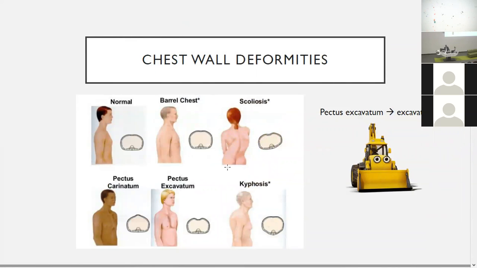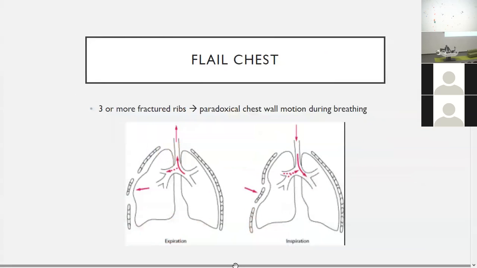And with your chest wall, you have some chest wall deformities. I had trouble at the start trying to figure out which one is pectus excavatum and which one is pectus carinatum. If you think about an excavator, that's where you have a depression in your chest wall. And then the other one is carinatum, which is the opposite. And then you can have barrel chest, which you commonly get in obstructive lung diseases. And you have scoliosis, which is deviation of your spine. And kyphosis, just abnormal bending of your vertebrae.